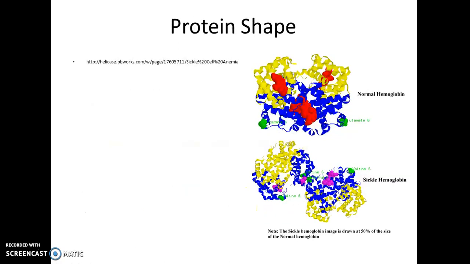If we change the primary level, we're going to change the tertiary level because we're going to change R group interactions. If we change the tertiary level, we're going to affect the quaternary level because the polypeptide chains can't fit together. And that's what happens here. This is normal hemoglobin. This is sickle cell hemoglobin. Notice the shape is different because the R groups didn't interact the same way. So now we have different polypeptide chains interacting in different ways.